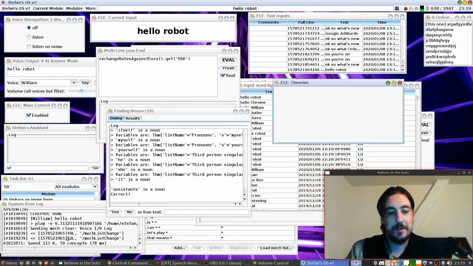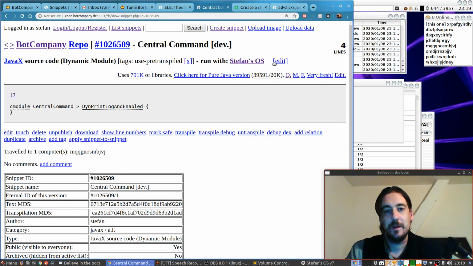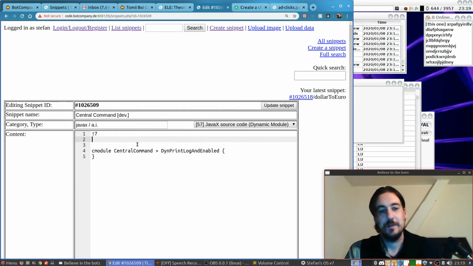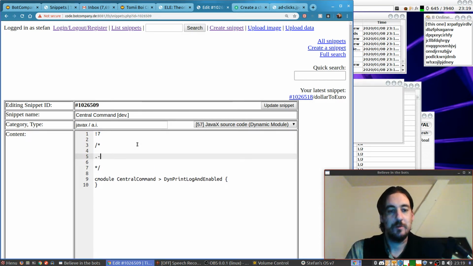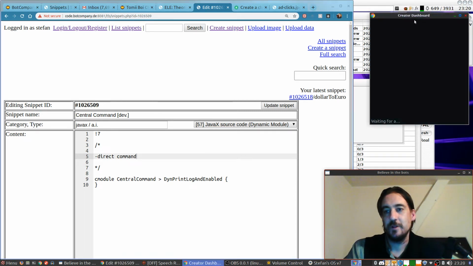So basically, I think there are three kinds of inputs that come in. This is the empty central command module. If somebody says something, it's a direct command. I have commands like open Twitch chat. So here's the Twitch chat.